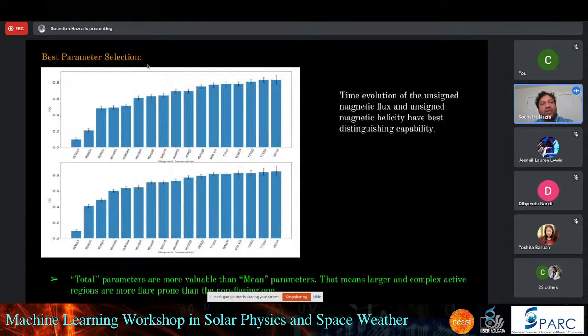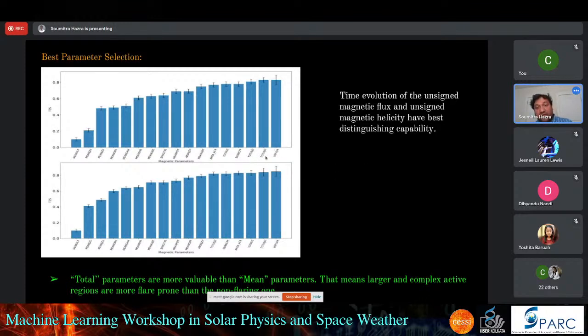And then we select the best parameter. For that, what we did, we take the time series of one parameter like unsigned flux or unsigned helicity, and we test what the value of TSS is there. Based on that, we find that unsigned flux and total unsigned current helicity are the best. Also, the total unsigned vertical current has the capability to distinguish well.